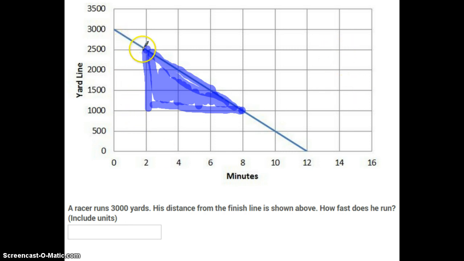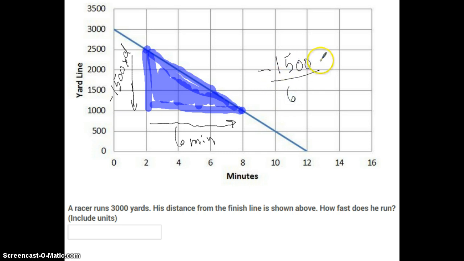Okay, so to go from here down to here, I had to subtract how many from 2,500 to 1,000? I had to subtract 1,500 yards to get from 2,500 to 1,000. And then on this axis, to get from 2 to 8, the difference between 8 minus 2 is 6 minutes. Okay, so that means that my function is going to be -1,500 over 6 yards per minute.